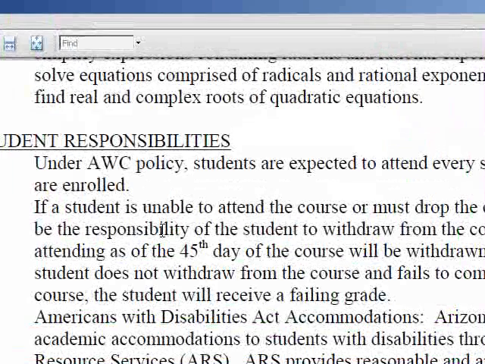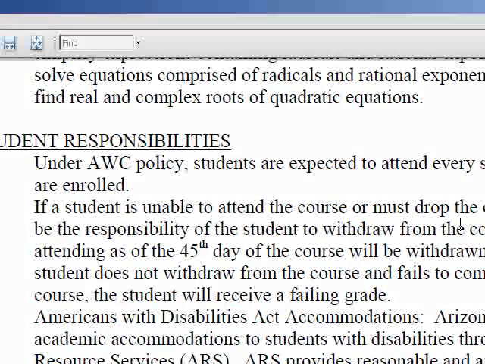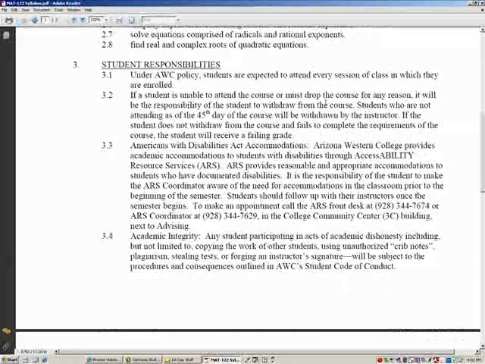If a student is unable to attend the course or must drop the course for any reason, it will be the responsibility of the student to withdraw from the course. Students who are not attending as of the 45th day of the course will be withdrawn by the instructor. If the student does not withdraw from the course and fails to complete the requirements of the course, the student will receive a failing grade.